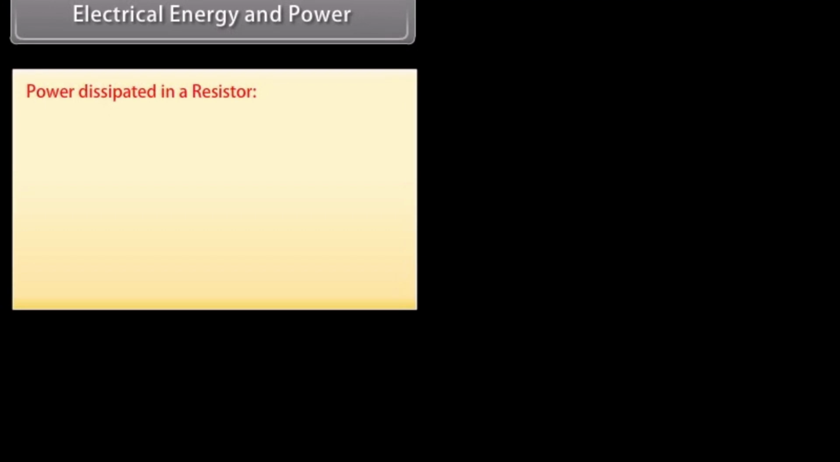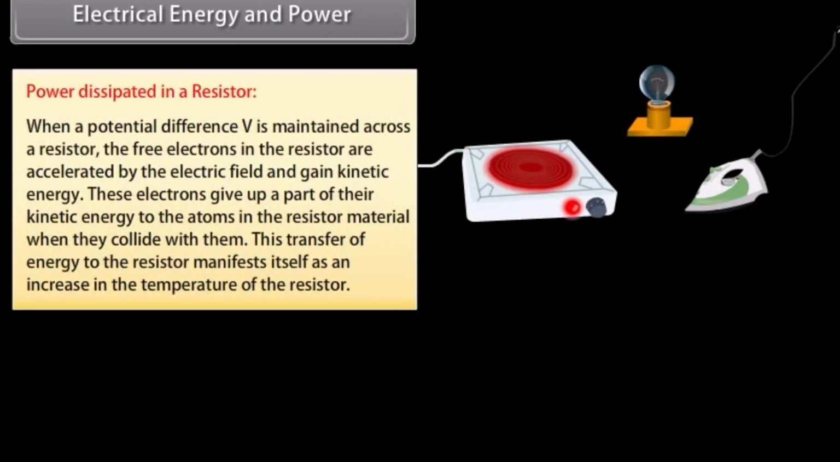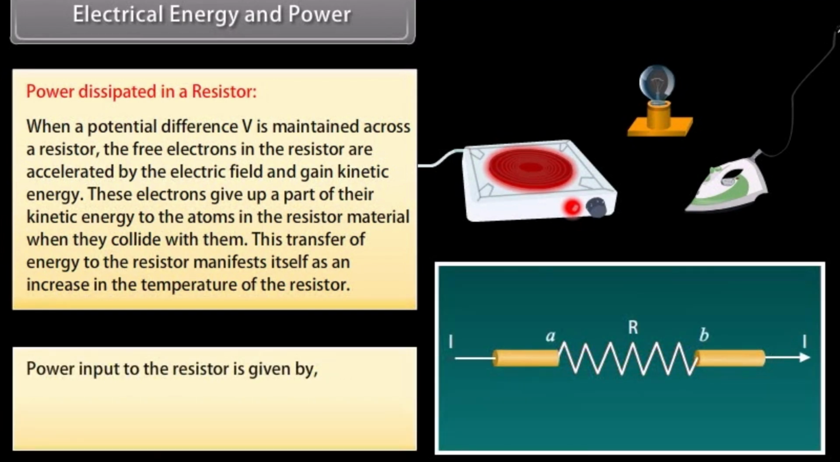Power dissipated in a resistor. When a potential difference V is maintained across a resistor, the free electrons in the resistor are accelerated by the electric field and gain kinetic energy. These electrons give up a part of their kinetic energy to the atoms in the resistor material when they collide with them. This transfer of energy to the resistor manifests itself as an increase in the temperature of the resistor. Power input to the resistor is given by P equals VI, which is equal to I squared R, which is equal to V squared divided by R.